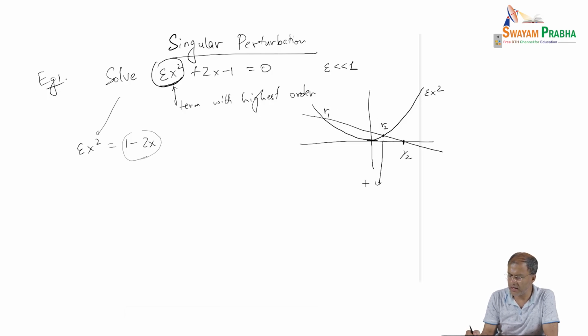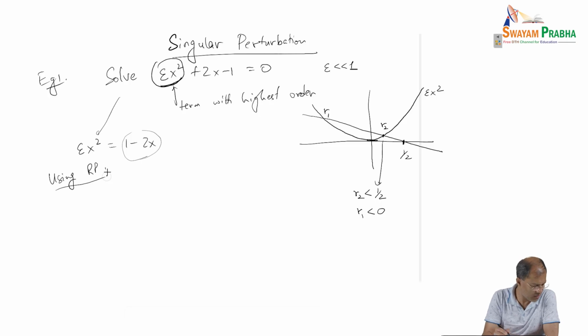So visually we can confirm that the roots will have the following characteristics. R2 will be less than half, because half is the maximum point at which this straight line cuts the x-axis. And R1 will be less than 0. So R1 is negative. In fact, we will see that as epsilon goes to 0, this root R1 goes to negative infinity, right? So now suppose we solve using regular perturbation. Let us see what happens.